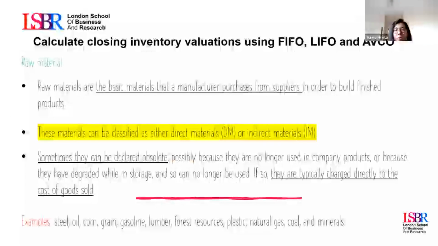And some examples of raw material could be steel, oil, corn, grains, gasoline, lumber, forest resources, plastic, natural gas, many things of raw material, wood, all other products that need to be transformed. So this is raw material.